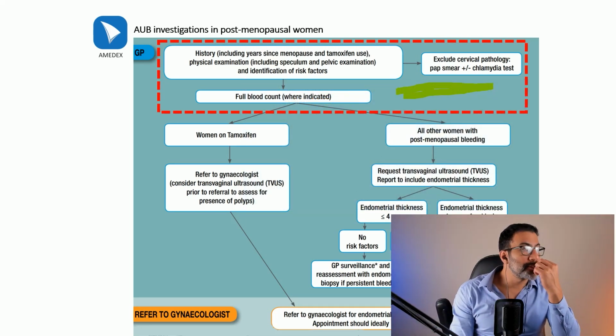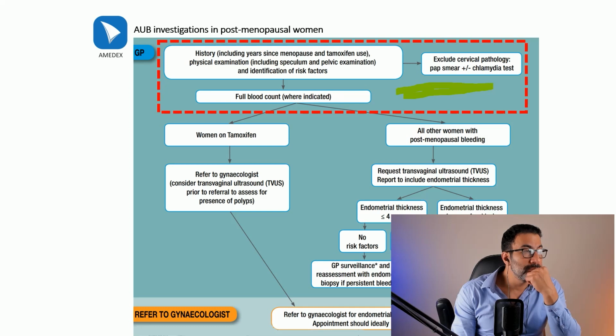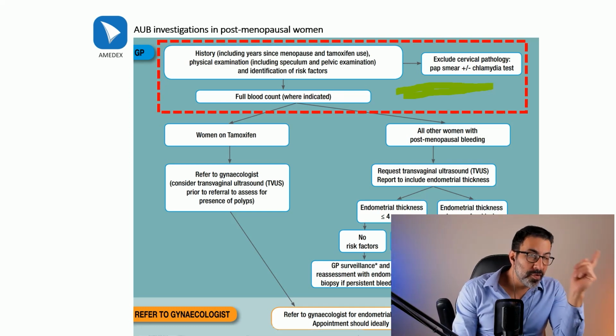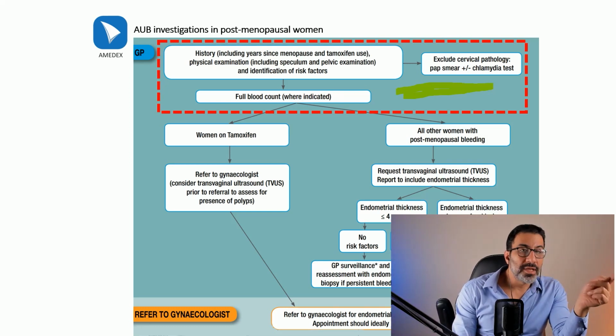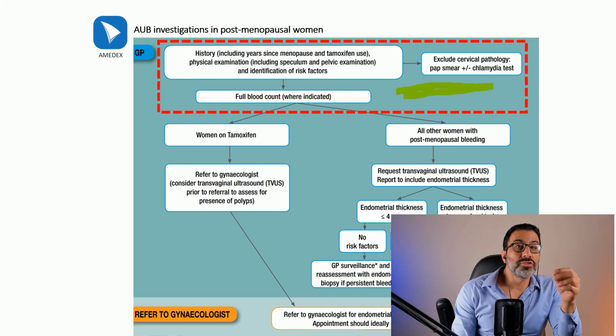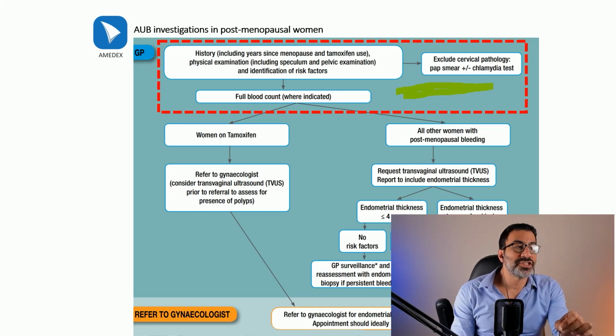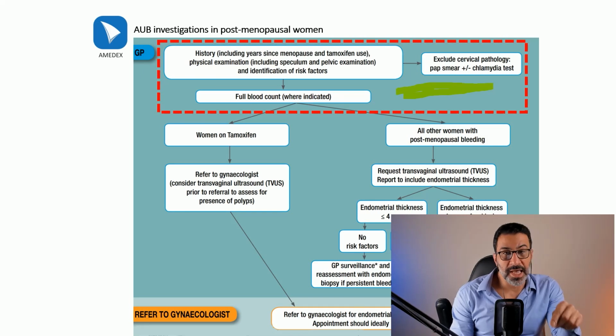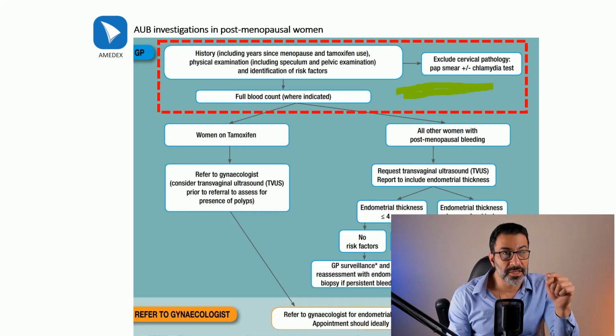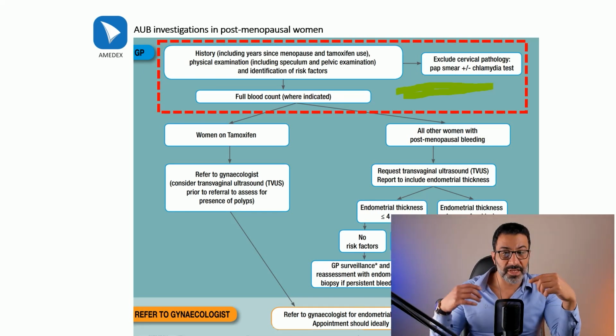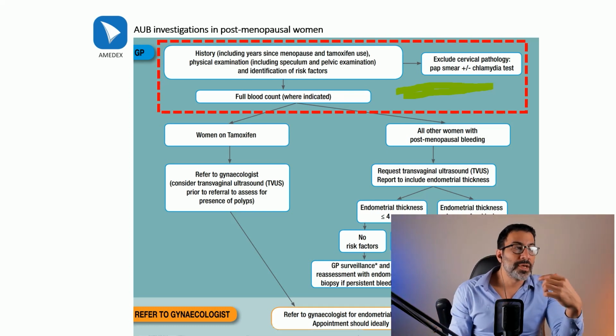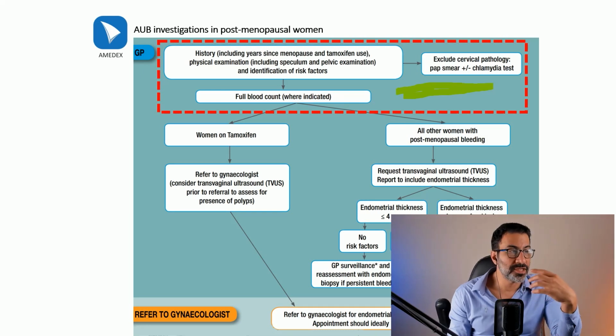Okay, what about other investigations? Full blood count. For peri- and premenopausal ladies, we do the full blood examination for every patient. For postmenopausal women, on the other hand, we only do that if it's clinically indicated, like if we suspect anemia, whether based on the history or physical findings of pallor, pale conjunctiva, palpitations, fatigue, stuff like that.